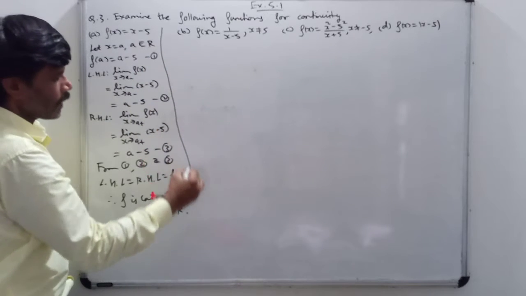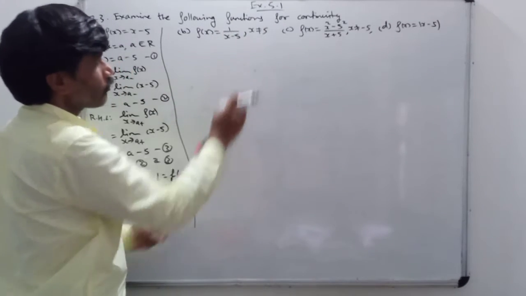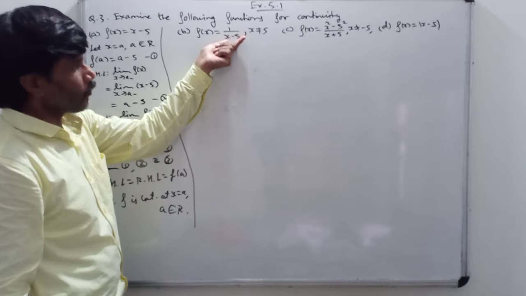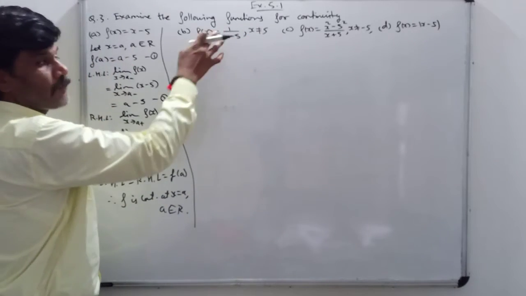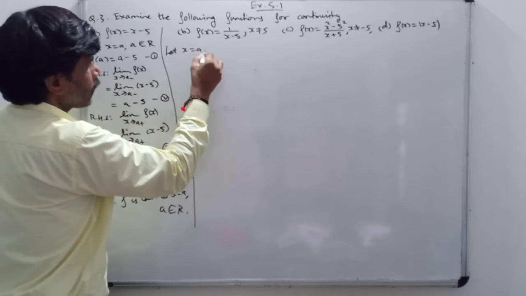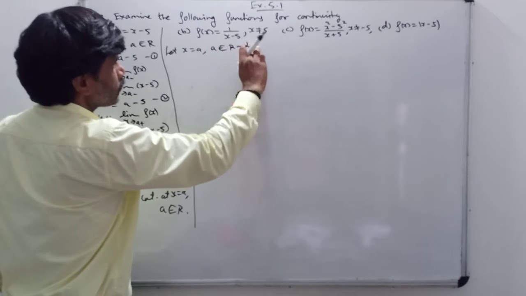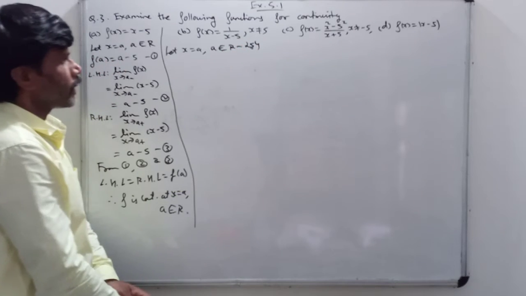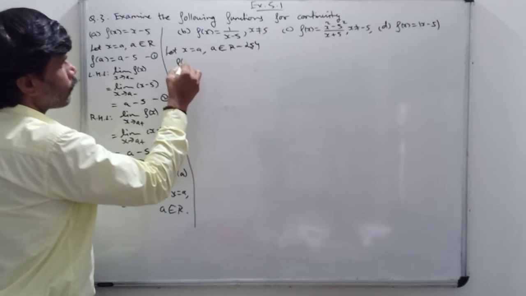Now coming to the second part. f(x) = 1/(x − 5) when x is not equal to 5. Why x is not equal to 5? Because the denominator becomes 0, and 1 upon 0 is undefined. That is the reason x should not be 5. If x is equal to 5, then the function is not defined. So again, let x = a, where a belongs to R minus {5}. We don't have to take 5.